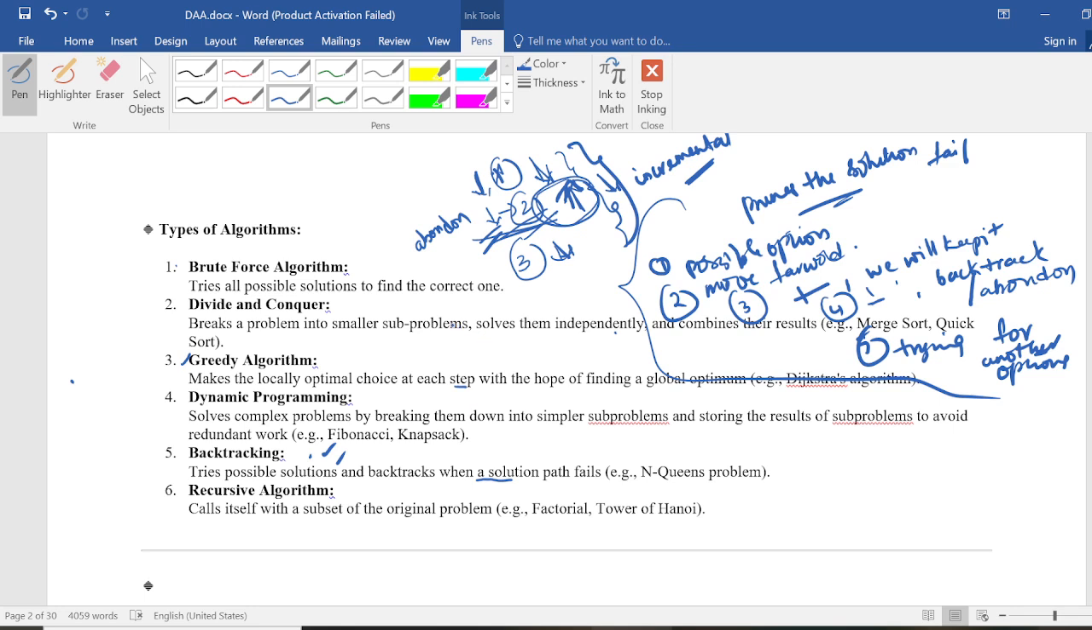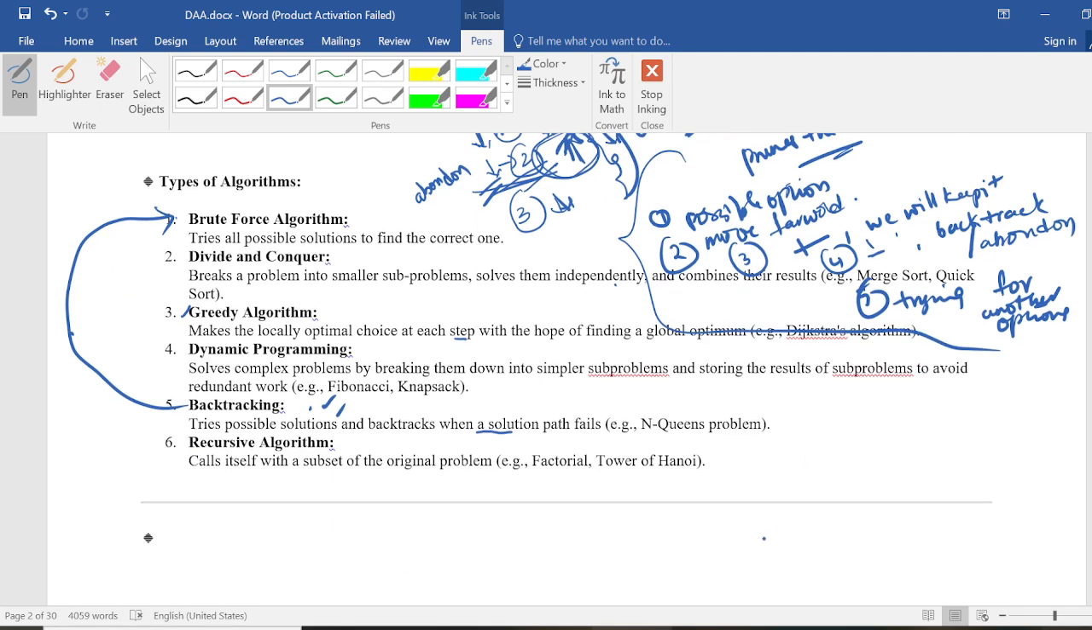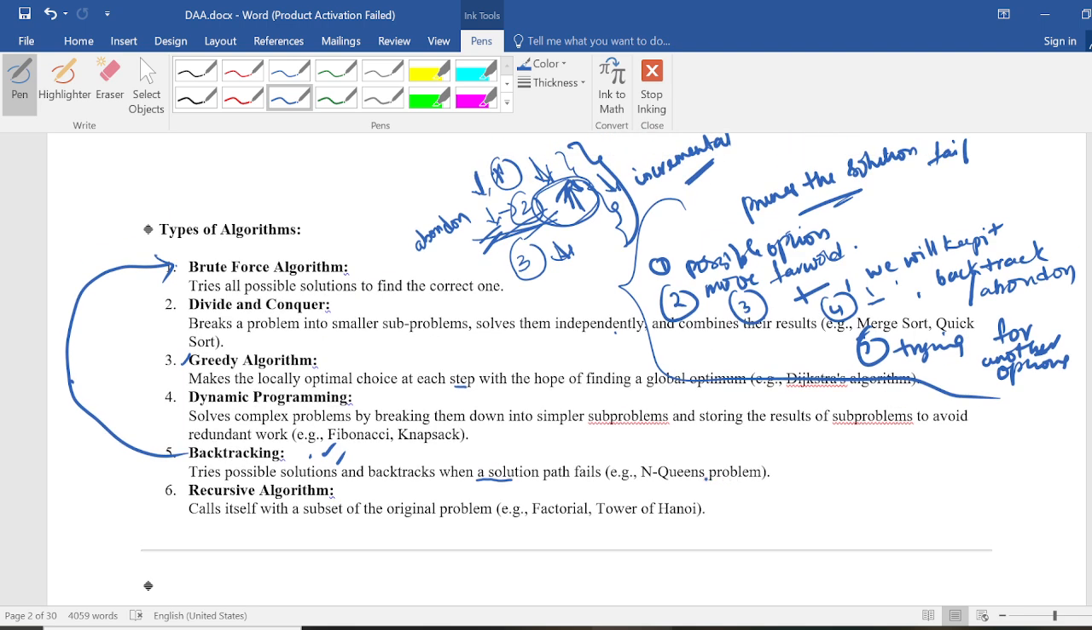One more advantage is that this is more efficient than the brute force algorithm. Compared to brute force, this is very effective, but it can be slow for larger problems without good pruning. If there is no good pruning process, it can be inefficient for large problems. It is often exponential in time complexity, so sometimes this may also take time.